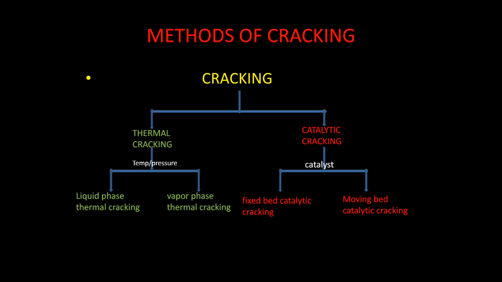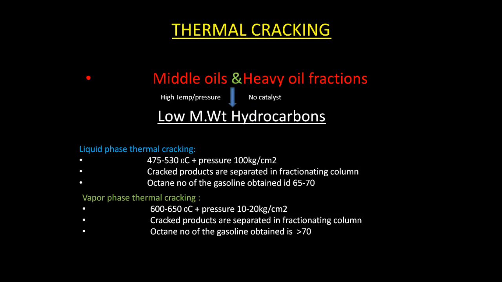In catalytic cracking, we employ a catalyst, and it is also divided into two types. One is called fixed bed catalytic cracking, and another one is moving bed catalytic cracking. Let us see them one by one. The first one is thermal cracking.